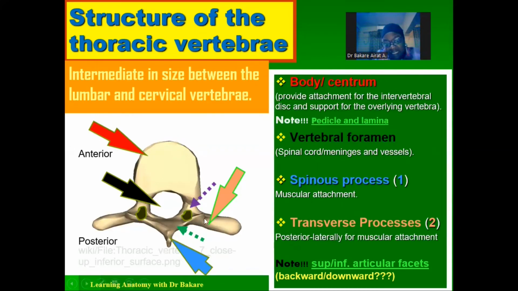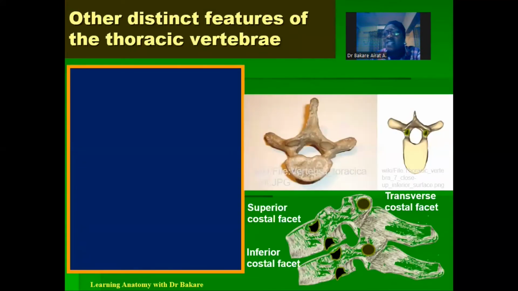It means that in the inferior part, if this bone is tilted upward, we also have an inferior articular facet, and this inferior articular facet will be used to articulate with the inferior thoracic vertebra. So that is how they are being presented. So going further, let's look at other distinct features of the thoracic vertebra.